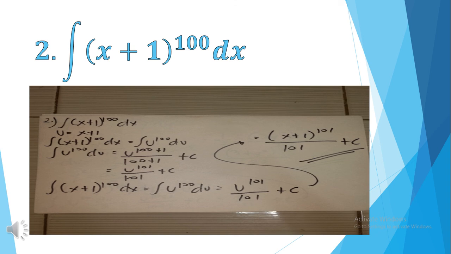So the integral of quantity x plus 1 to the power of 100 dx is equal to the integral of u to the power of 100 du, which is equal to u to the power of 101 all over 101. So let's do the substitution process, where u is equal to x plus 1. So our final answer will be quantity x plus 1 to the power of 101 all over 101 plus c, where c is an arbitrary constant.